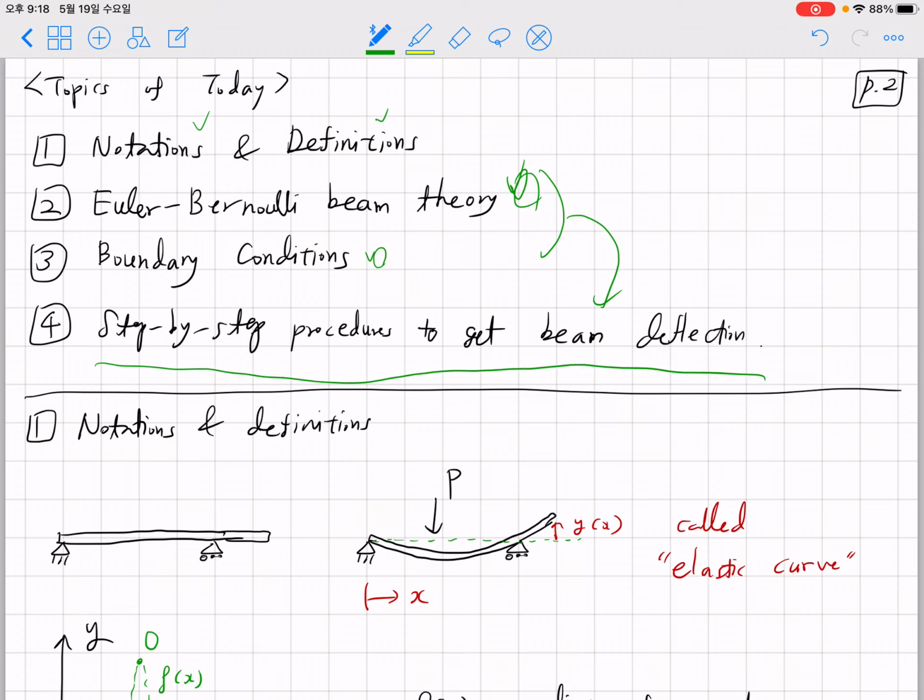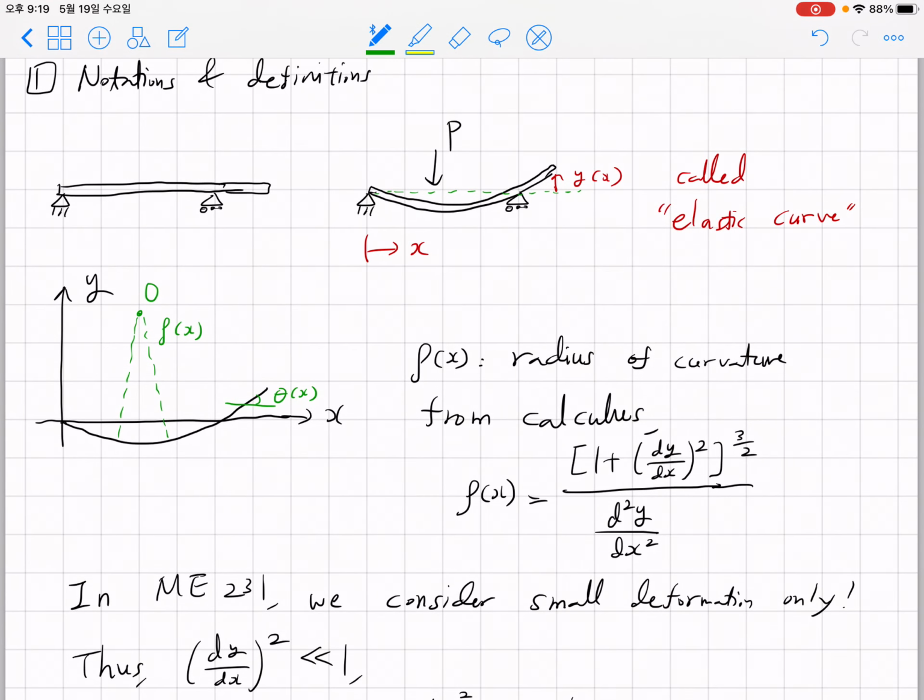Okay, so hopefully you have this in mind. In the first lecture on deflection of the beam, I will cover the first topics, and in the next lecture I will cover boundary conditions. In the final lecture of today, I'll cover the first topic. Okay, so let's begin with the notation and definitions.